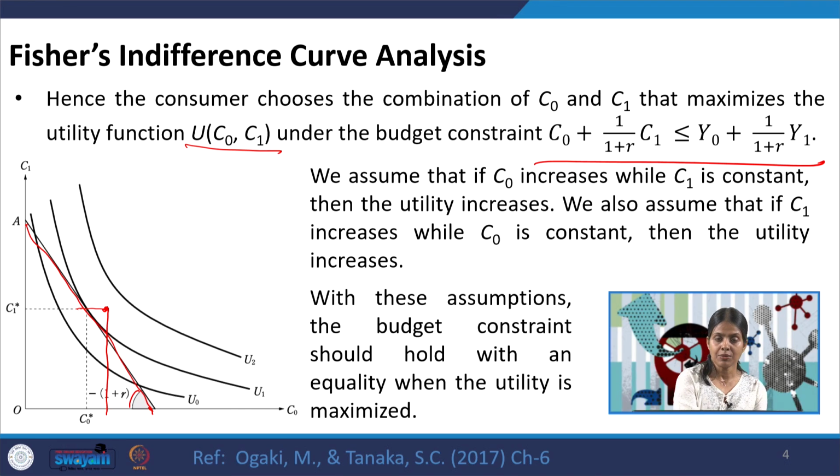With these assumptions, the budget constraint should hold with equality when the utility is maximized. First of all, when you are trying to maximize utility, you must not be operating anywhere below the budget line. Rather, you would be operating on the budget line, utilizing all your money on consumption in the two periods.